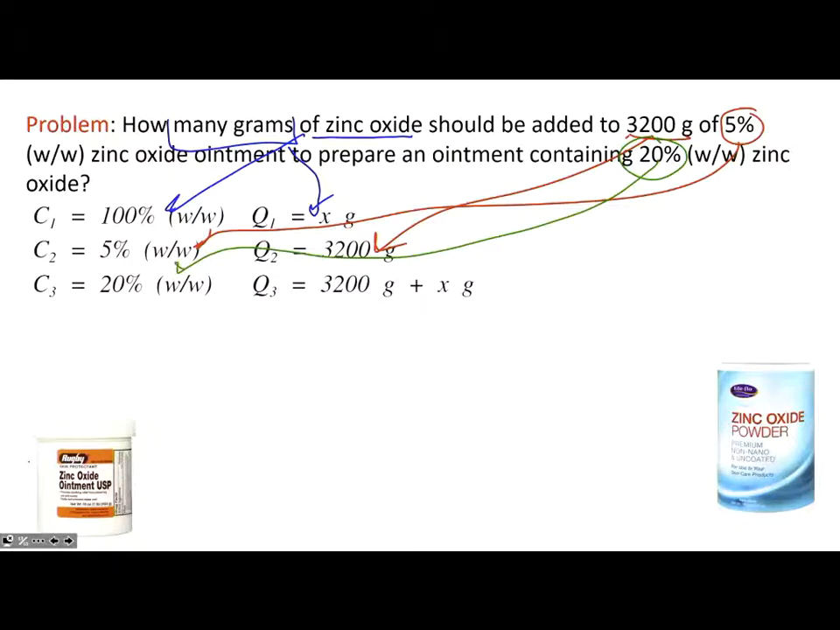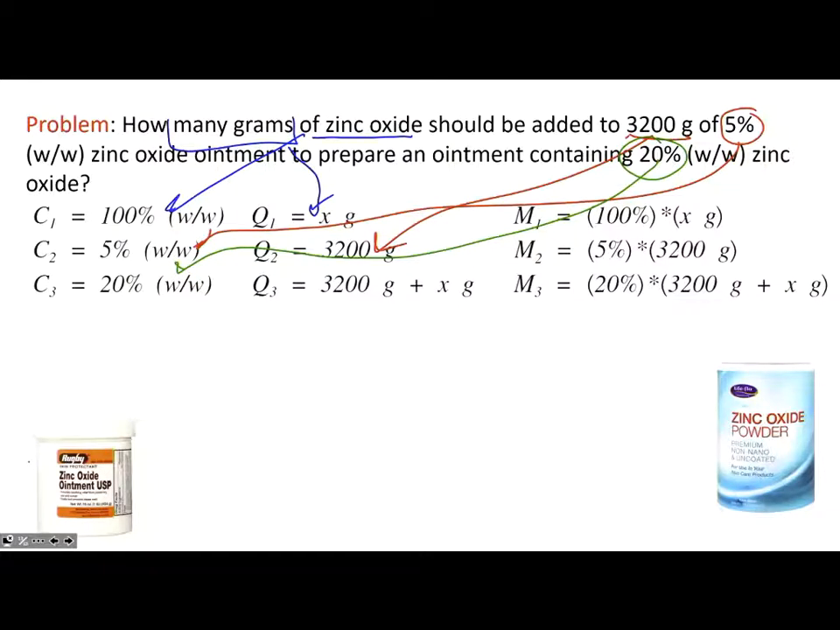Here's the trick. If there's any difficulty for some people at this point, remember how I said quantities are additive. We can predict what the final quantity will be, because how much of that ointment am I starting with? 3,200 grams, right? And aren't I just adding to it? How much weight am I going to add to that ointment? X grams of zinc oxide. While I don't know what it is, I'm going to say that amount is X grams. So essentially, remember we said Q1 plus Q2 is equal to Q3. So 3,200 grams plus X grams is the total quantity for Q3. That's what makes this a little bit more algebraic, because now we can solve for our masses.